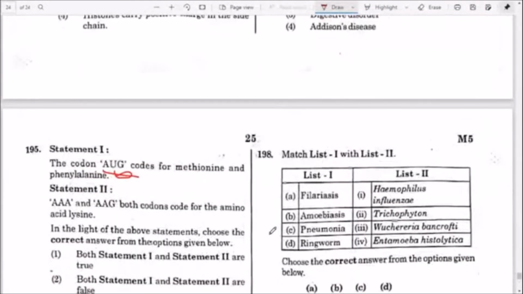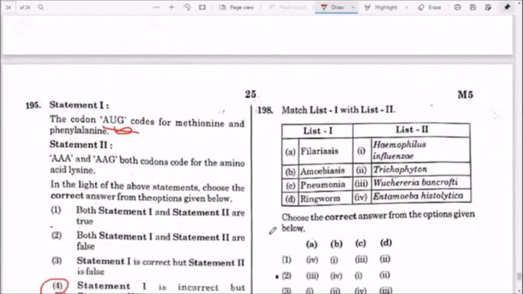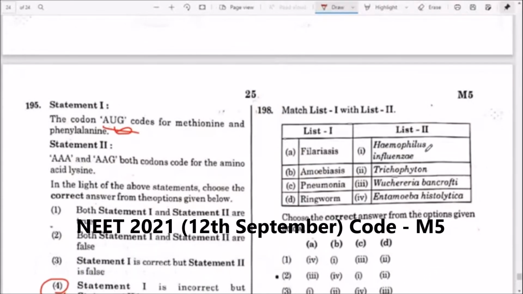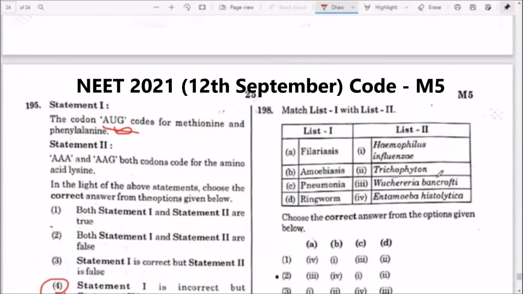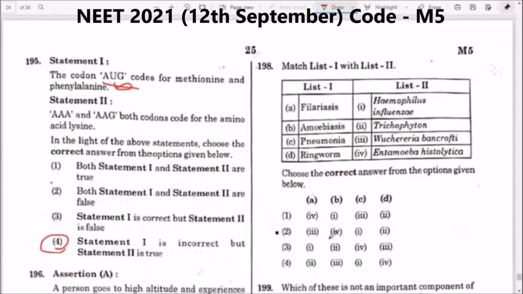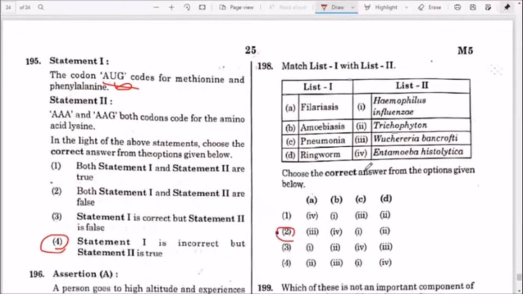Next, question number 198. Match list 1 with list 2. Filariasis, amoebiasis, pneumonia, ringworm. Wuchereria bancrofti, Entamoeba histolytica, Haemophilus influenzae, Trichophyton. The correct option is 2, where filariasis is Wuchereria bancrofti, amoebiasis is Entamoeba histolytica, pneumonia is because of Haemophilus influenzae, and ringworm is Trichophyton.